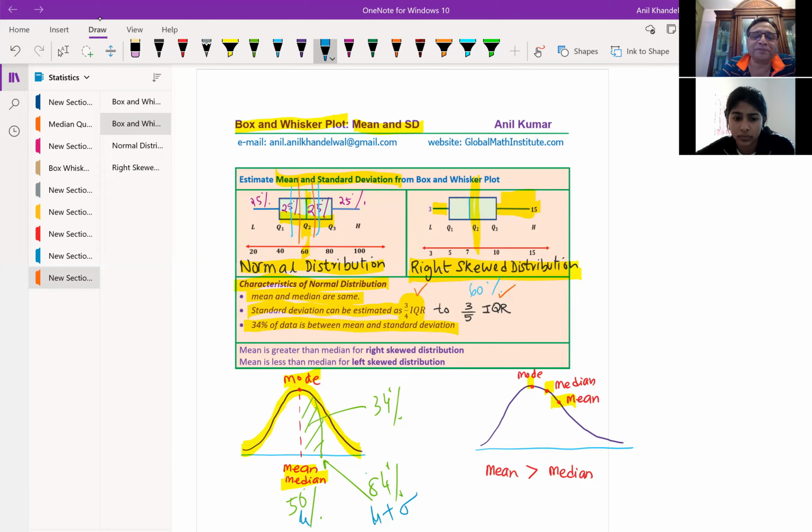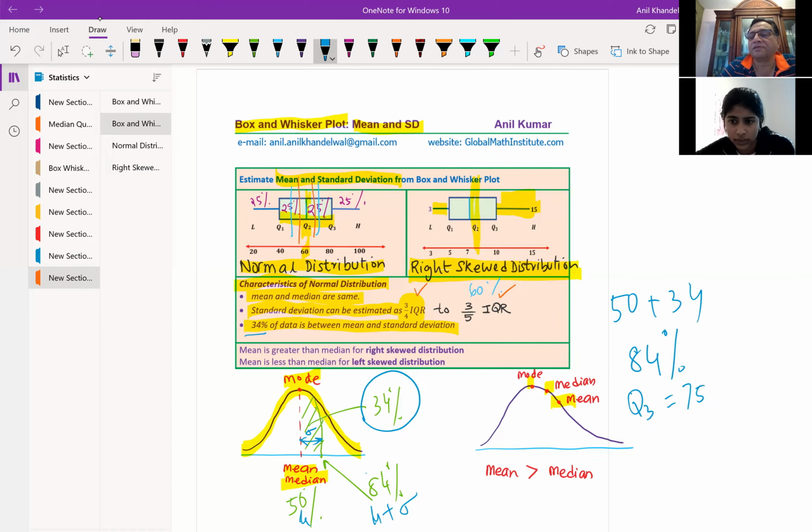You get the idea. This much is the standard deviation, and this standard deviation represents 34% of the data when the distribution is normal. So we are looking at a very important figure, 34%. And when you add 50 to 34, you get 84%, correct? Now we know Q3 is 75%, correct? Q3 is 75.